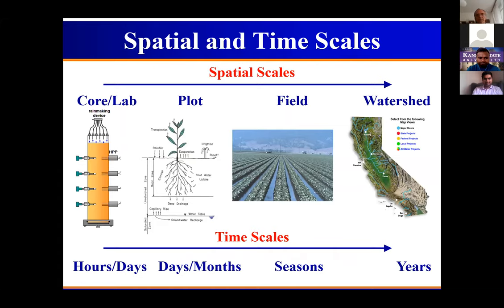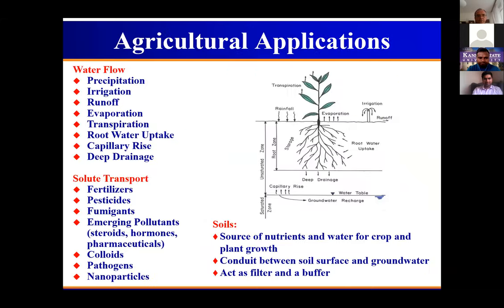You can solve the governing equations on multiple scales, from the small laboratory scales to plot scales, field scales. And you can use some of our tools even at the larger watershed scales. And similarly on temporal scales, we can go from short experiments, which can last hours or days. We can go to months, seasons, and years, and many hundreds of years, such as in predictions of reactions of various systems to climate change.